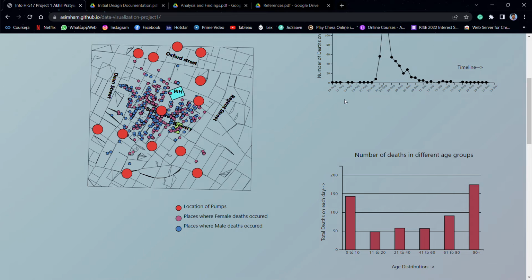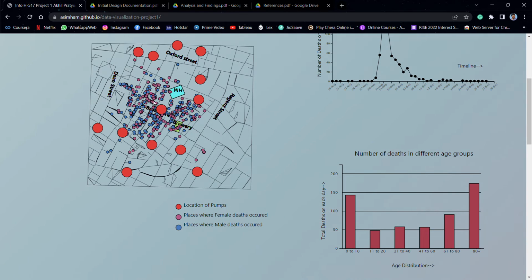So after identifying all these things, I understood that this pump, which is located in Broad Street, is the main culprit for the spread of cholera, whereas at the workhouse, the number of deaths is less. This might be due to the fact that the workhouse might have their own private pump, which is isolated, and it doesn't have any access to other people. That's why the number of deaths here is a bit less. But here, it is more.